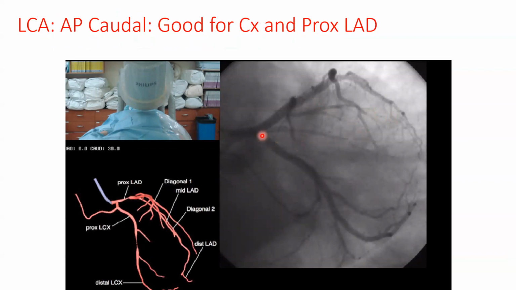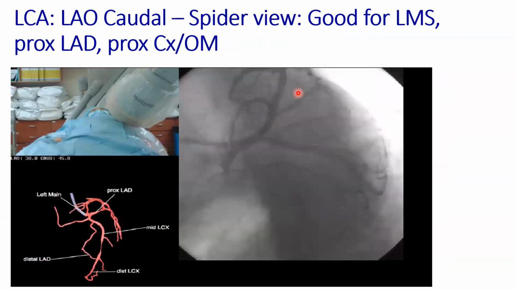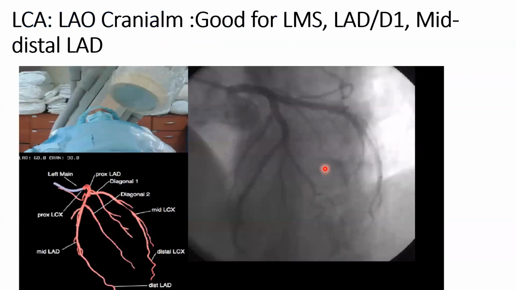And this is a left coronary artery injection, and this is the caudal view. We're seeing the left circumflex in front of us and the LAD. In the left circumflex, we can see the proximal to mid circumflex and the proximal to mid LAD very nicely. We can examine these two arteries by this view. Left anterior oblique caudal view, another name for it is the spider view. We can see the LAD is the upper one and the left circumflex is the lower one, with no overlap of the diaphragm.